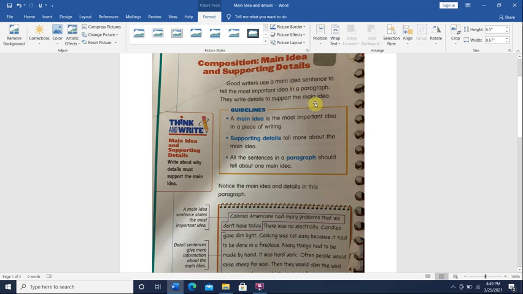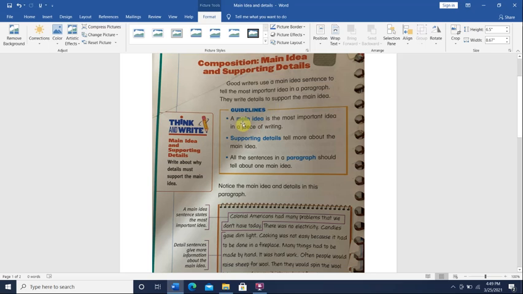So when a writer or an author starts to write, he uses the main idea sentence. He starts with a sentence that tells about the most important idea in a paragraph. So the main idea sentence tells you what's the most important thing or the most important idea of the paragraph, and then he or she starts writing the details that help or support the main idea.